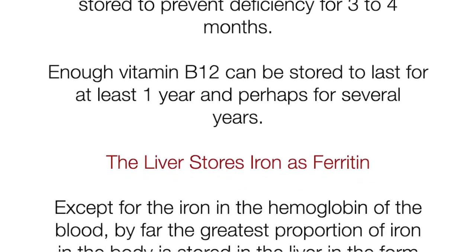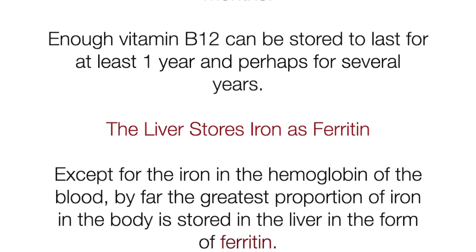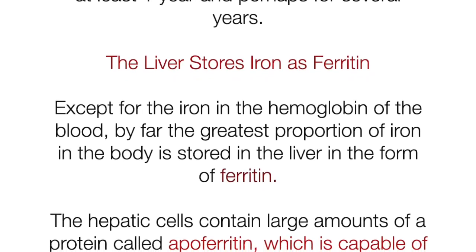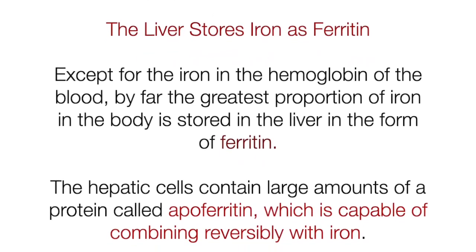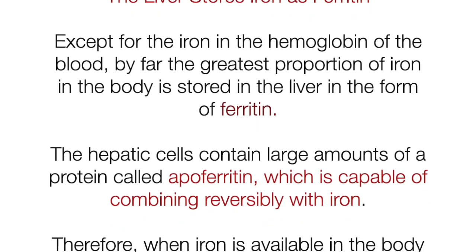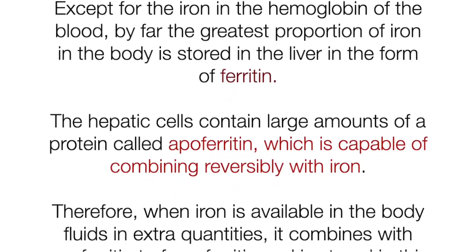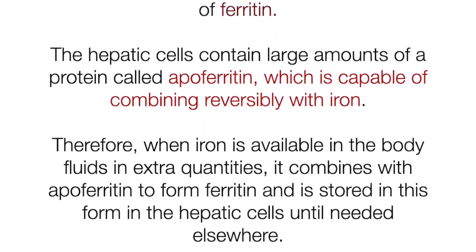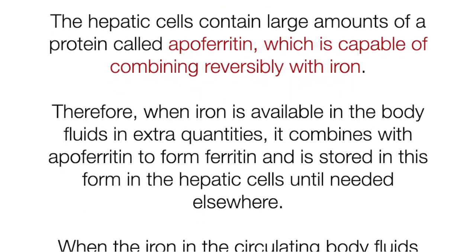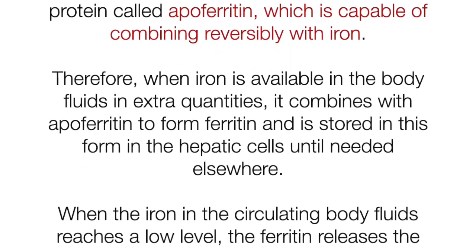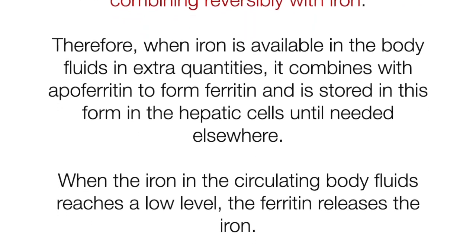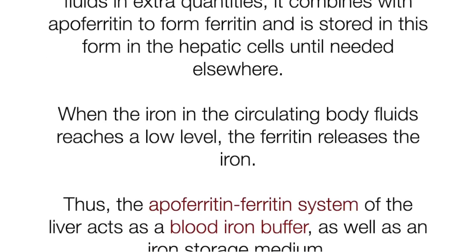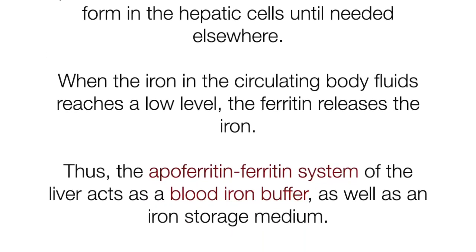The liver stores iron as ferritin. Except for the iron in the hemoglobin of the blood, by far the greatest proportion of iron in the body is stored in the liver in the form of ferritin. The hepatic cells contain large amounts of a protein called apoferritin, which is capable of combining reversibly with iron. Therefore, when iron is available in the body fluids in extra quantities, it combines with apoferritin to form ferritin and is stored in this form in the hepatic cells until needed elsewhere.